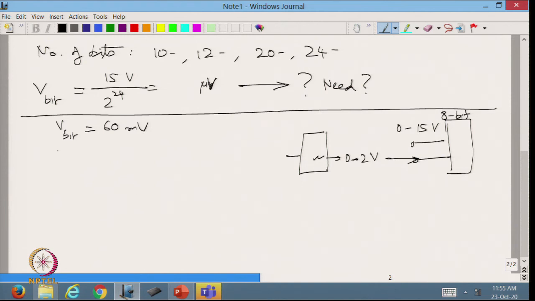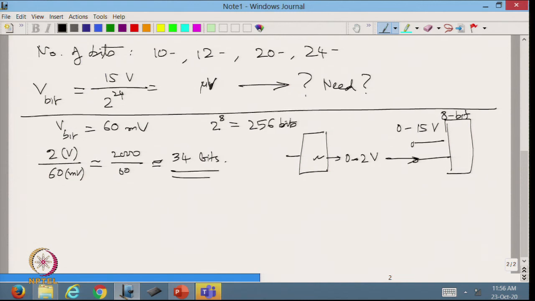And so, what we are doing is, we have taken a signal which is 2 volts. If we divide this by 60 millivolts, this is 2000 by 60, which is equal to about 34 bits. So, we had a full option of using 2 to the power 8, which was 256 bits, but we are using only the first 34 bits of that capability. So, we are losing something.